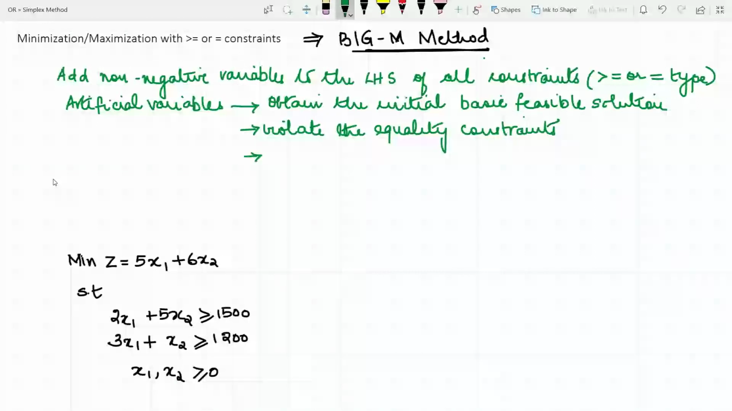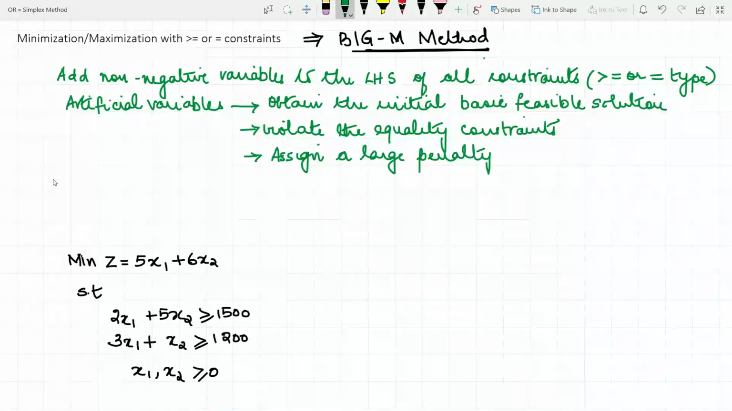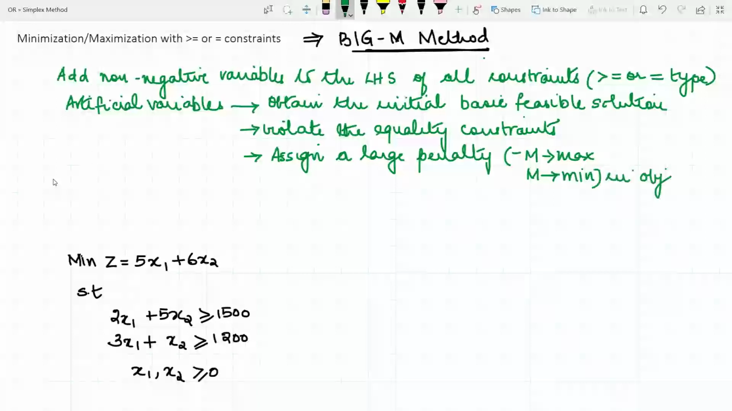For this, what we do is assign some large penalty for these artificial variables in the form of minus M if it is a maximization problem, or plus M if it is a minimization problem, in the objective function. So they will be driven to 0 and finally they won't be there in the objective function.